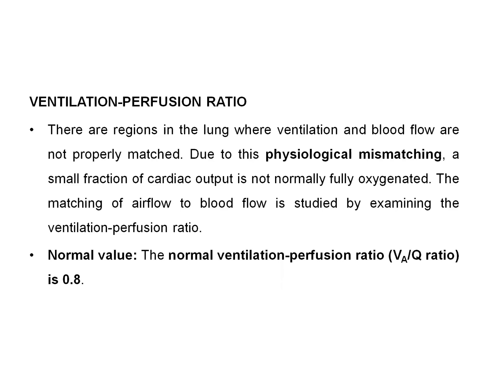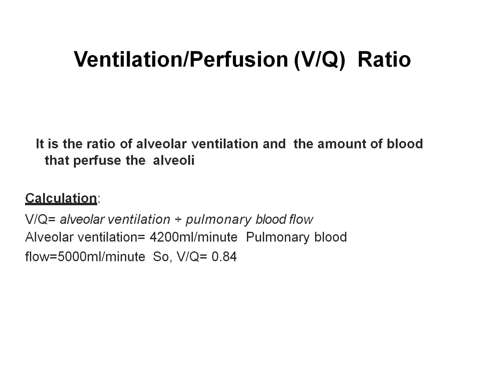The normal value of this ventilation perfusion ratio, which we are going to study, is 0.8. On an average, this ventilation perfusion ratio is 0.8. Now what exactly is this VP or VQ ratio? It is the ratio of alveolar ventilation and the amount of blood that perfuses the alveoli. So very simply, it is the ratio of ventilation to perfusion. In some books it is denoted as VP ratio, and in some books it is denoted as VQ ratio.